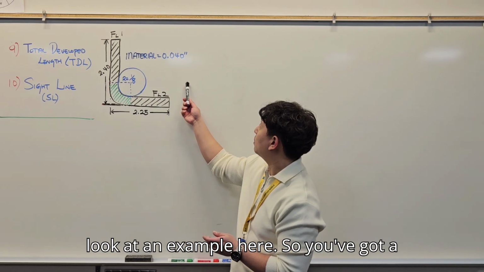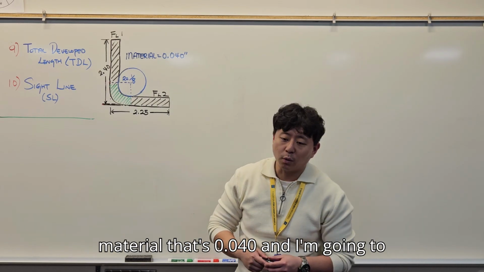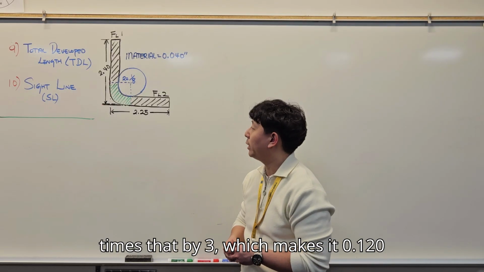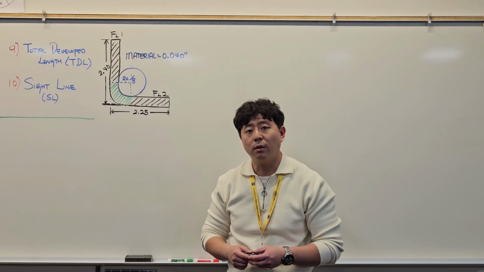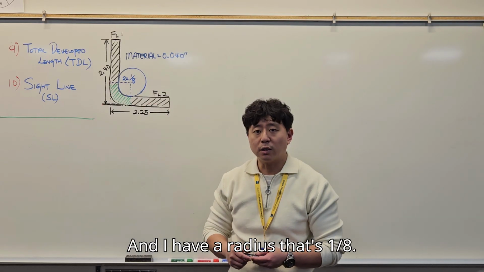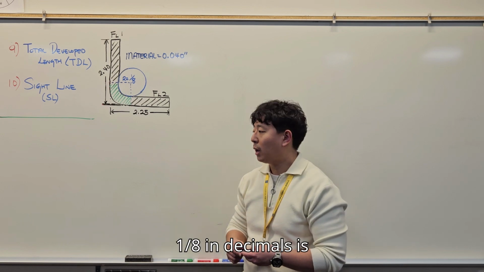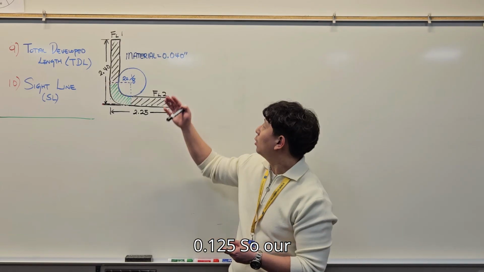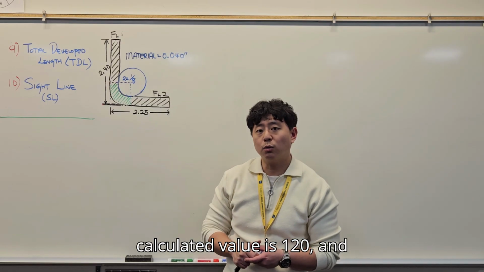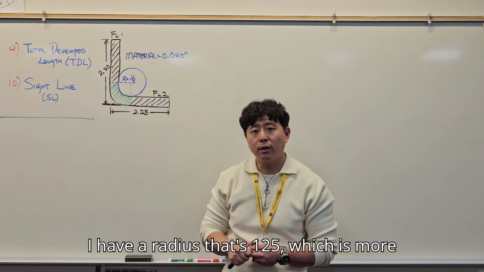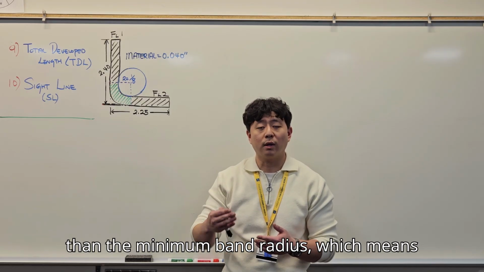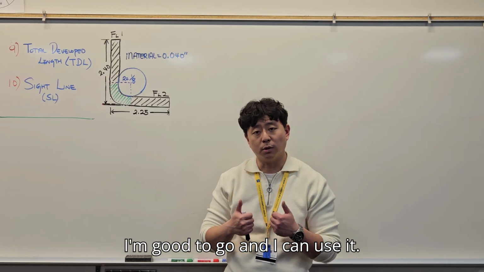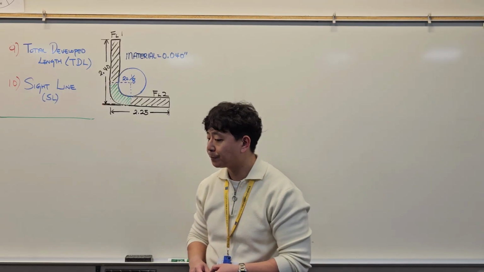So let's look at an example here. You have a material that's 40 thou, and I'm going to times that by 3, which makes it 120 thou. And I have a radius that's 1/8. 1/8 in decimals is 125 thou. The calculated value was 120, and I have a radius that's 125, which is more than the minimum bend radius, which means I'm good to go and I can use it.